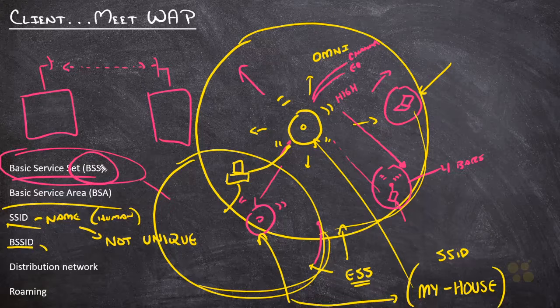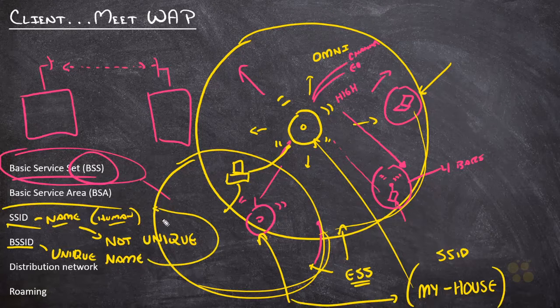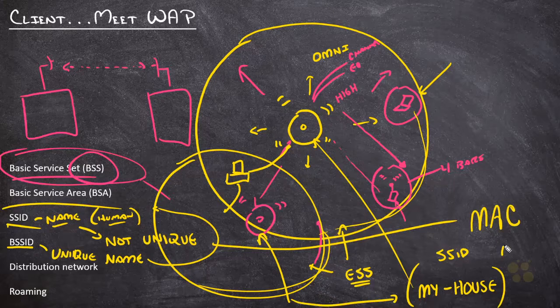Now, this is where the terminology gets a little confusing. It's like, okay, you've got SSID, a service set identifier. Again, name of it, human, not unique. You've got a basic service set, not basic service set ID. That's what this is. Basic service set is the parameters used for the specific wireless area it's servicing, right? This is the unique name of the SSID. Most of the time, it will look exactly like a MAC address.